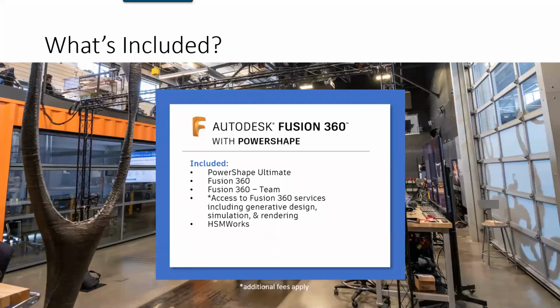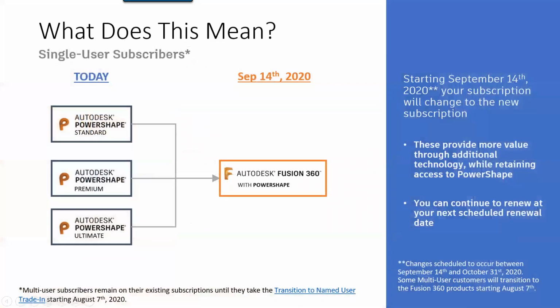One key difference that I do want to point out, making sure that everyone is aware of this. The only difference with this subscription is that it doesn't have access to the machining extensions, right? So you'll see what's included, and you'll see that you don't have access to the machining extensions. So if that's something that you were interested in, that would be a separate purchase for those manufacturing extensions, right? So just one thing to be aware of if you're going forward with the Fusion 360 with PowerShape subscription.